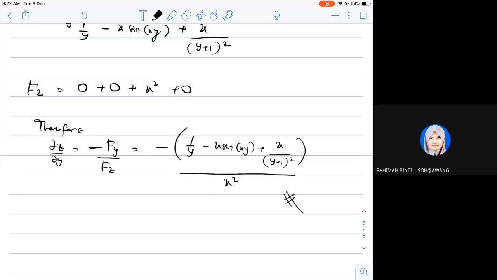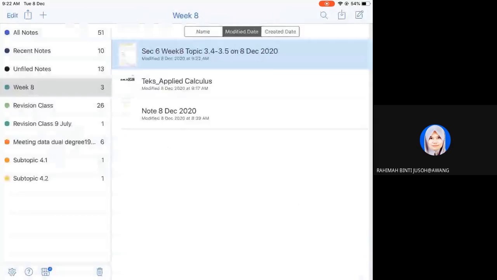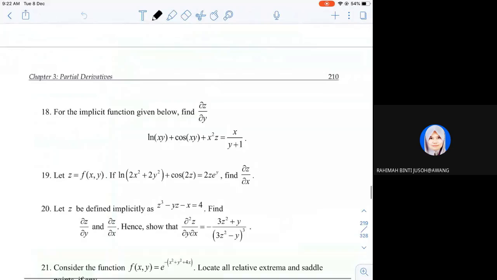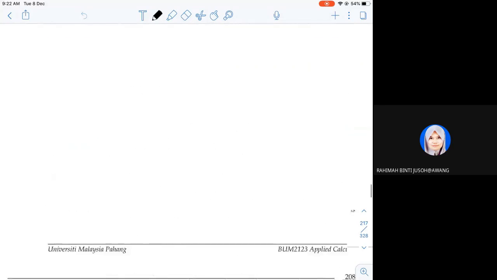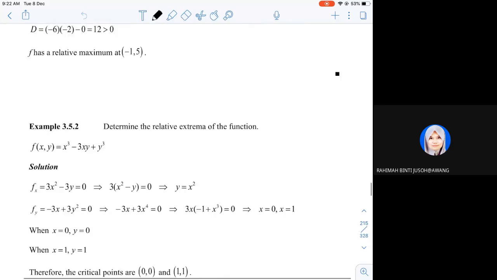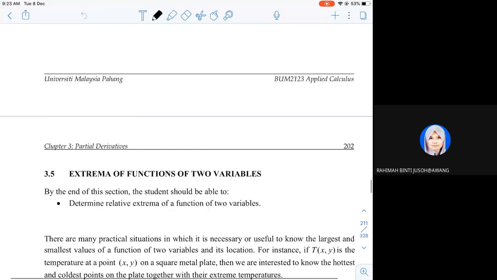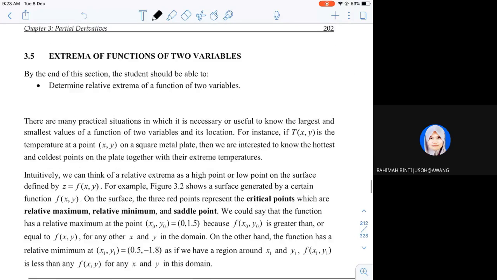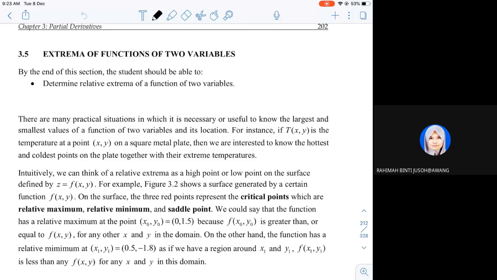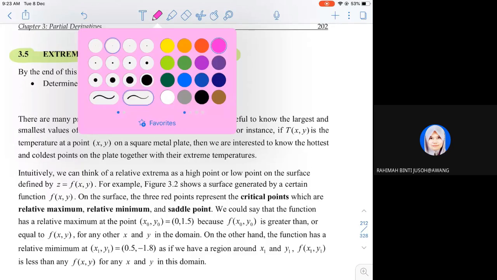Okay, that's it. All right, so next, subtopic 3.5. Okay, 3.5, this subtopic is very, very important in final exam. Also in your assignment, okay? Topic, extrema or functions of two variables, 3.5. This will come out in final exam, okay? Very important.